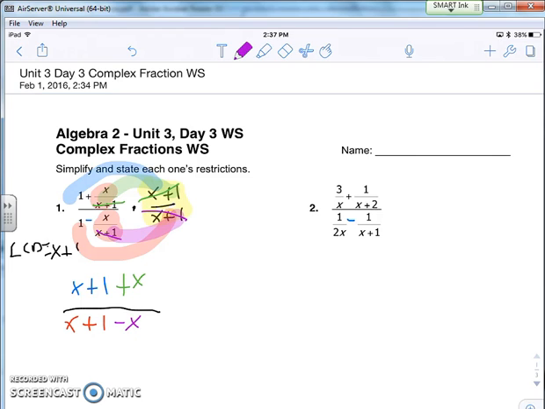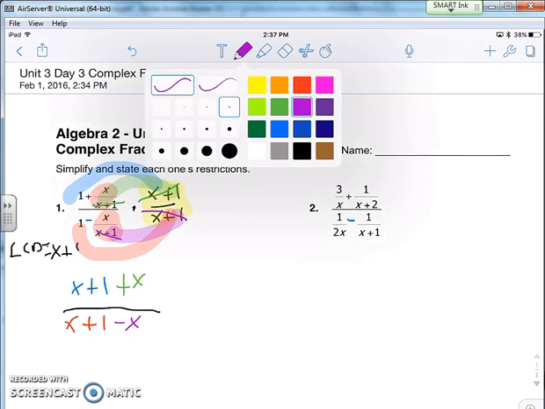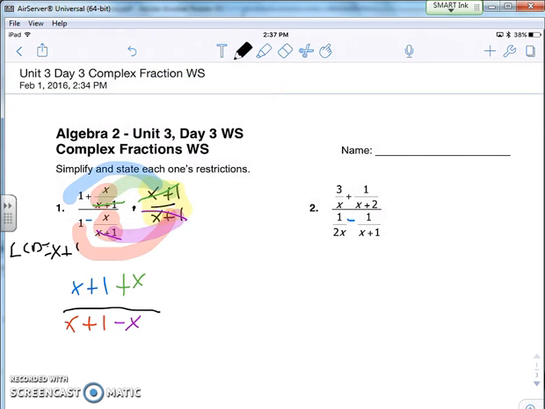And now we're going to simplify the numerator and denominator, and x plus 1 is 2x plus 1 all over 1, just 2x plus 1. The restrictions are x cannot be negative 1.